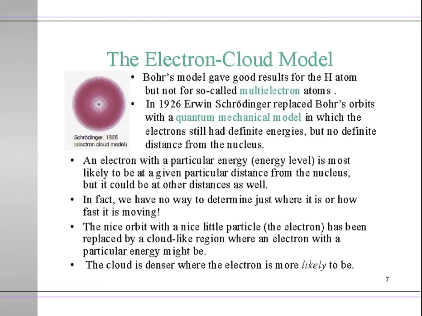So the cloud is dense where the electron is most likely to be, and it's less shaded. So as we do get further away, you'll see that outer edge is less shaded, and near the nucleus is less shaded.